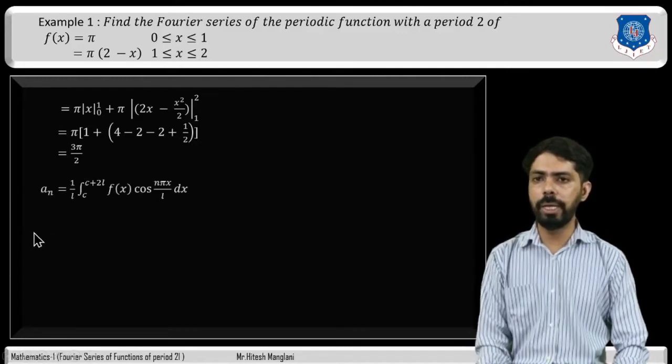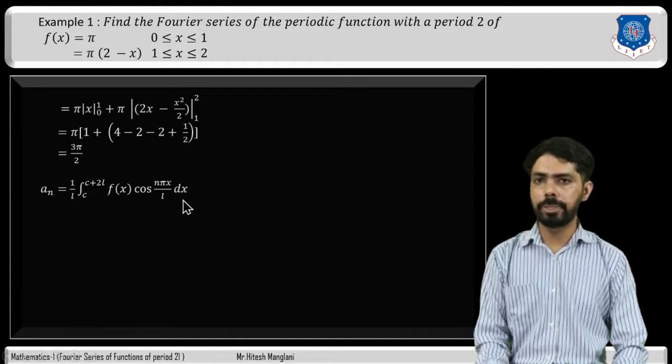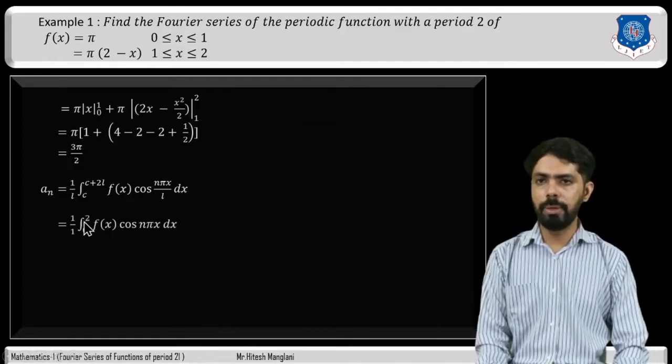Now we will find out a_n. So a_n is given by 1 divided by L, integration from c to c plus 2L, f of x into cos n pi x divided by L dx. Now here we know the value of L is 1. So it will be 1 divided by 1, integration 0 to 2, f of x cos n pi x dx.